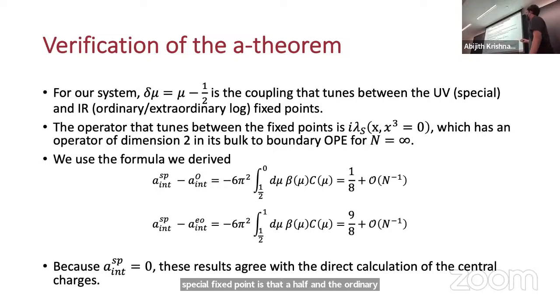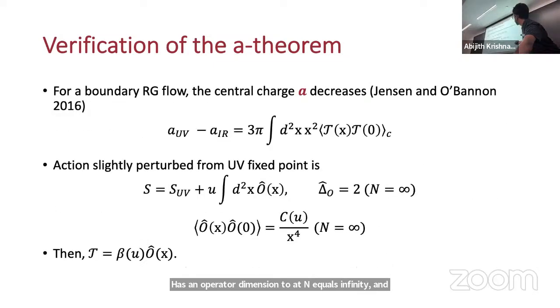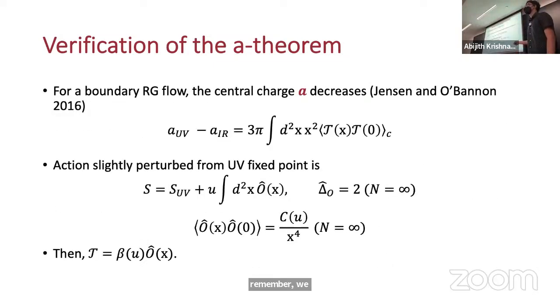Additionally, the operator that tunes between the fixed points is i lambda s. This is a symmetrized version of that i lambda Lagrange multiplier. And the reason why this is the operator that we use is because its bulk to boundary OPE has an operator of dimension 2 at n equals infinity. And remember, we required that this O operator have dimension 2.